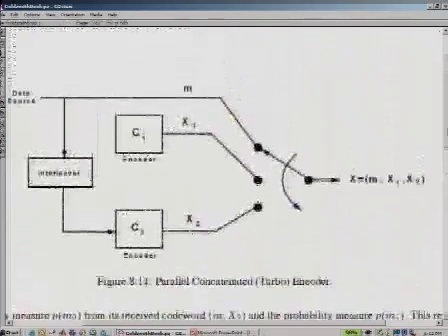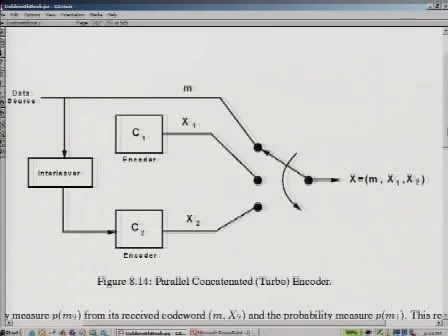So this is how they work. You have two encoders and an interleaver, but you don't concatenate them. What you do is you take your bits. By the way, there's a connection missing here, right?